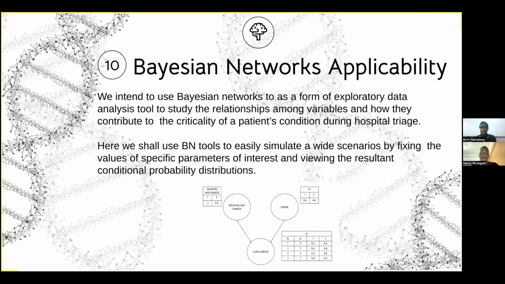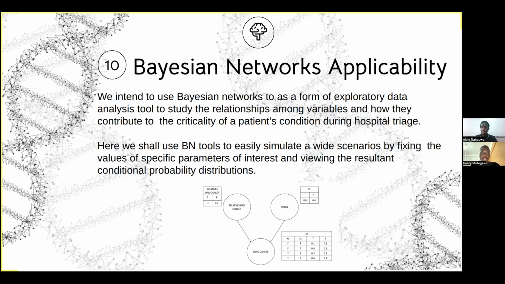Yeah, so in terms of how we plan to apply this in our use case, we intend to use Bayesian networks as a form of exploratory data analysis to study the relationships among the variables and how they contribute to the criticality of a patient's condition during the hospital triage scenario. And maybe key to note is these Bayesian networks also help to simulate different scenarios. So we can try to compare the different parameters, give them different weights, and then still find how their contribution is to the final outcome.